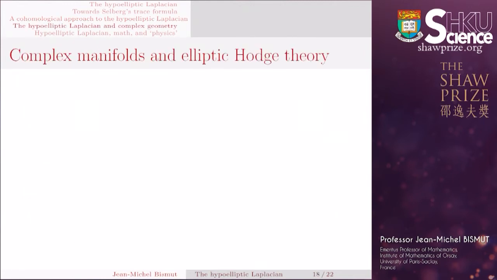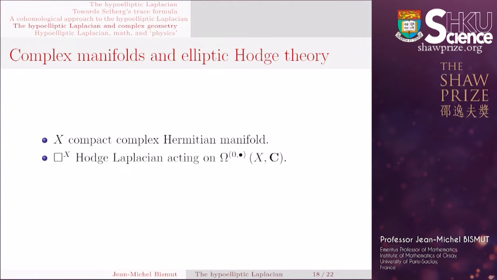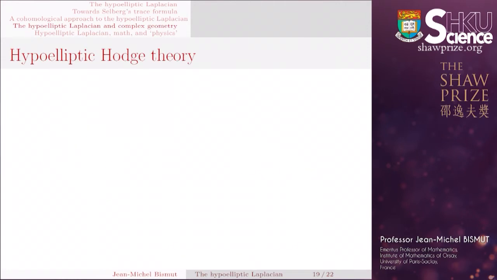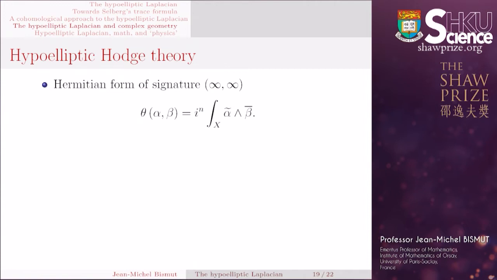Now, let me briefly explain the application of the hypoelliptic Laplacian in complex geometry, complex manifolds, and elliptic Hodge theory. So let X now be a compact complex manifold equipped with a Hermitian metric. Let me introduce the square of D, which is a Hodge Laplacian, which in this case acts on the Dolbeault complex, on anti-holomorphic forms on the manifold X. We know that this Hodge Laplacian is just an ordinary self-adjoint elliptic operator with respect to a classical L2 Hermitian product. What is going to be hypoelliptic Hodge theory?